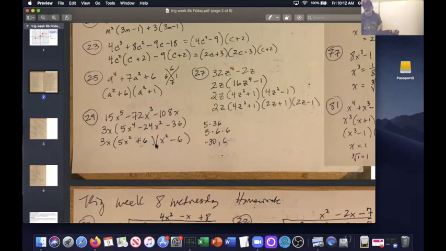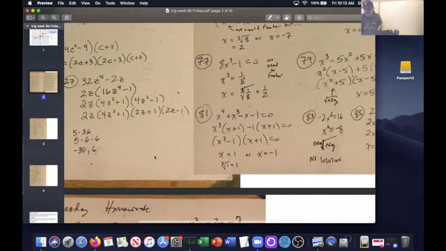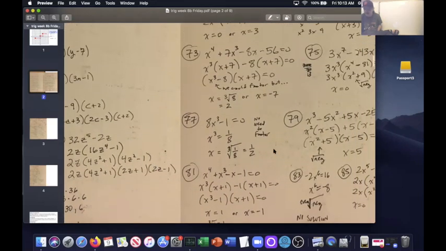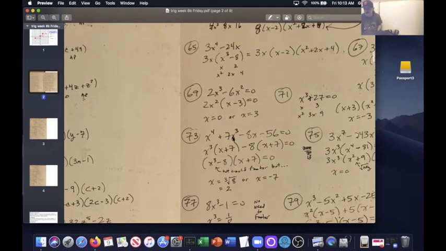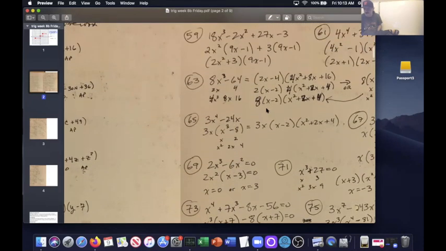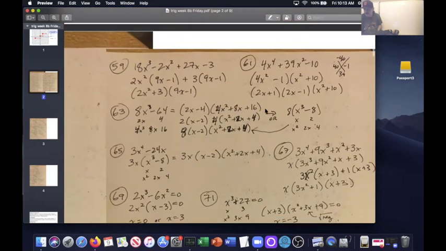Okay, and then notice the reverse FOIL. So you need a 5 times a negative 6 to get negative 30. And then this would be the inner product, the 6x squared. Yeah, and then if you don't have to use the zero property, then by all means, it's not necessary. I'll get to that point in a minute. So 61 here, when you factor it, you got some more you can do because the 4x squared minus 1 is a difference of 2 squares. So that's why I broke it down again.